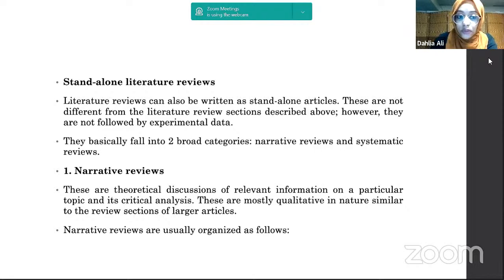The narrative review is a theoretical discussion of relevant information on a particular topic and its critical analysis. These are mostly qualitative in nature, similar to the review section of larger articles. So the narrative review is usually organized as follows.